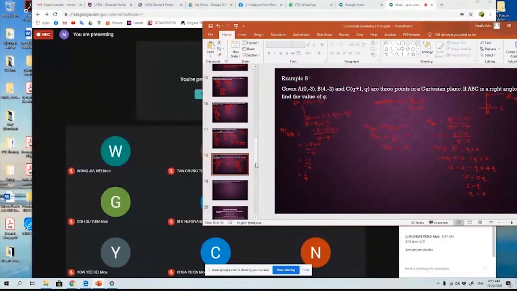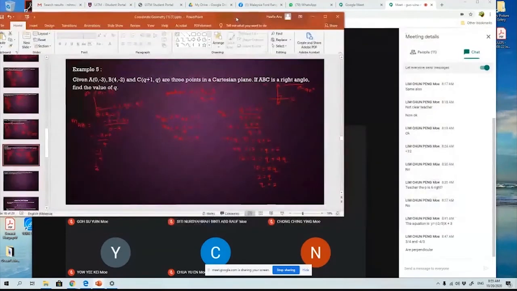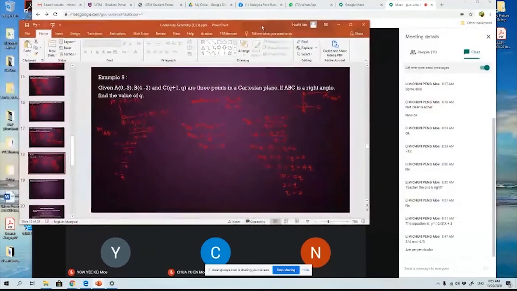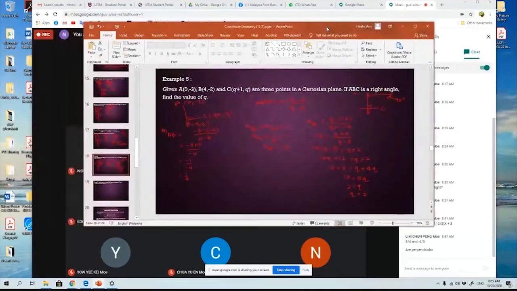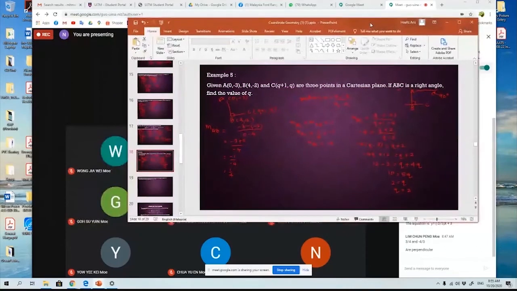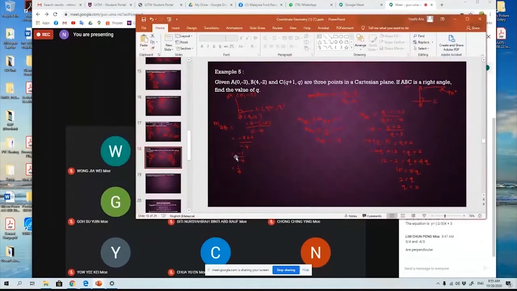Okay, example 5. Can we move to the next example? If you have any questions... Ten of you have joined with us. Okay, can we proceed? Question 10.